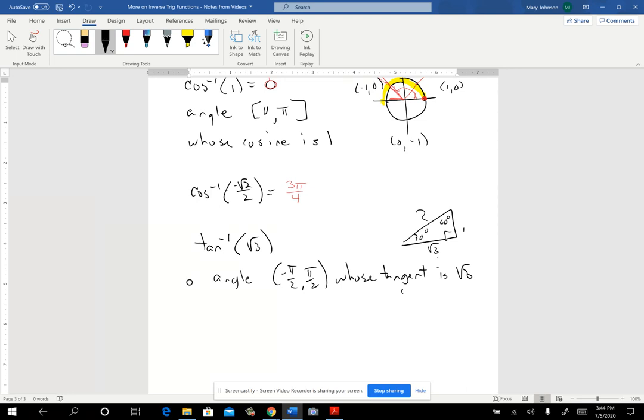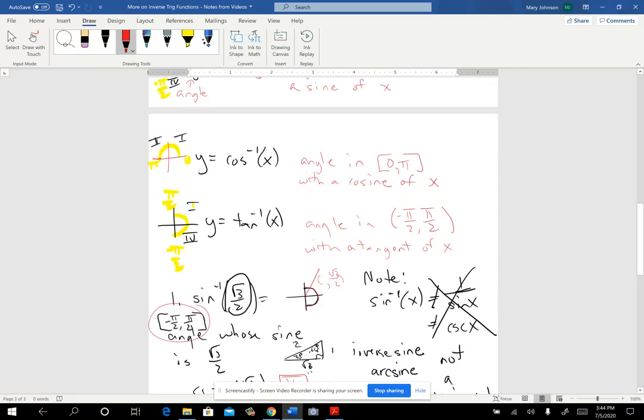And tangent is opposite over adjacent. And so square root of 3 is opposite the 60-degree angle, 1 is adjacent. So this should be a 60-degree angle. And 60 degrees is really pi divided by 3, okay? And pi divided by 3 is what I would want. I would want that angle between negative pi over 2 and pi over 2. So that should be pi over 3.